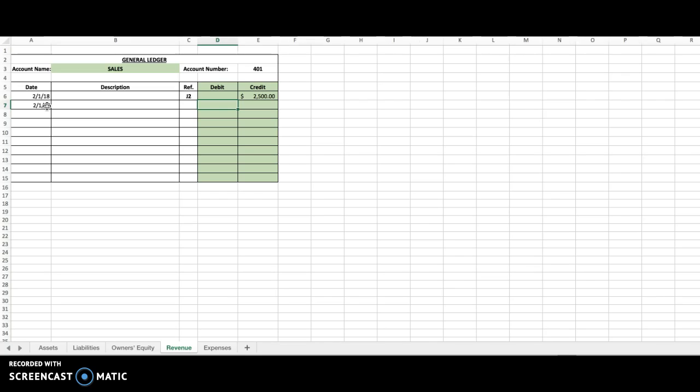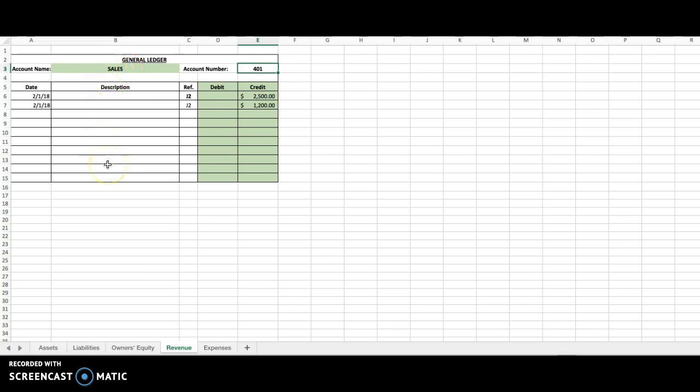And the amount is $1,200. So we made 2 sales so far this month, and they've both increased that account. So we have $3,700 so far in sales. Reference is J2, journal page 2, and the account 401 goes into the journal on the same line as sales, same as we did in the previous entry.